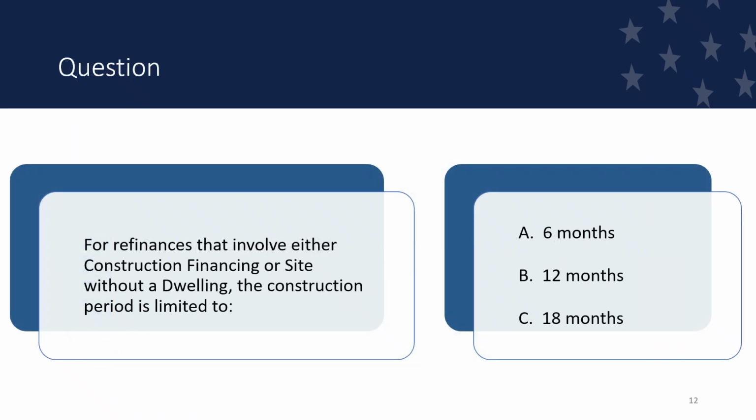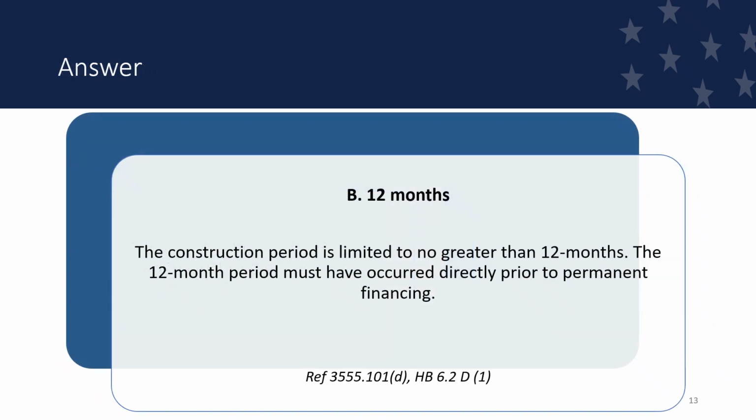For refinances that involve either construction financing or site without a dwelling, the construction period is limited to A, 6 months, B, 12 months, or C, 18 months. The answer is B, 12 months. The construction period is limited to no greater than 12 months. The 12-month period must have occurred directly prior to permanent financing.